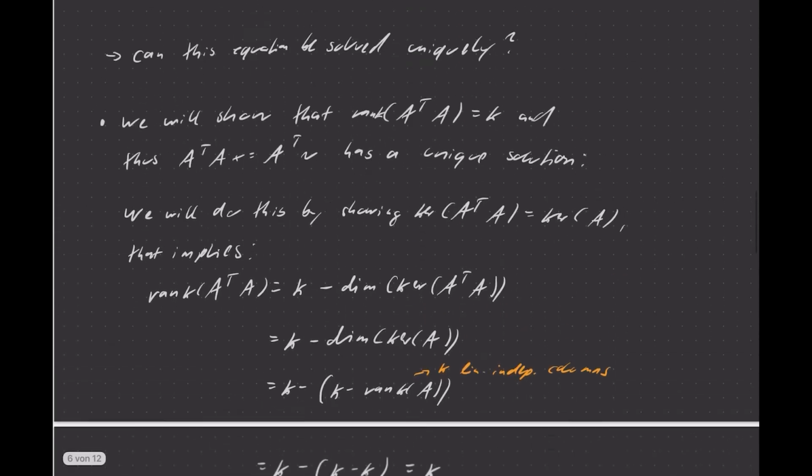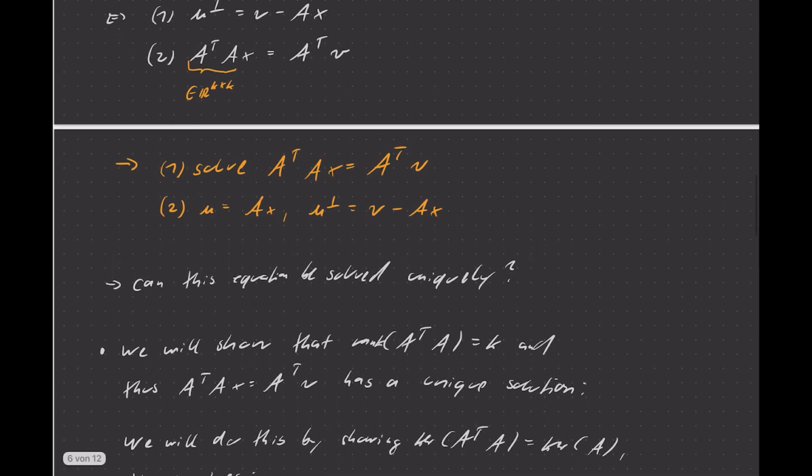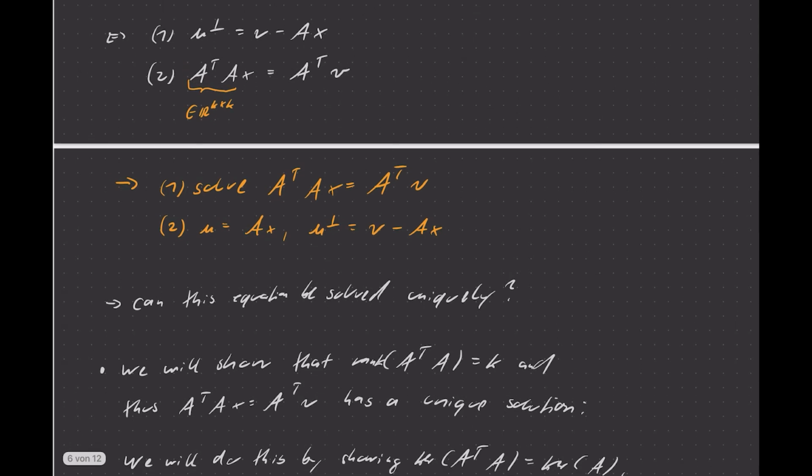So one possible way to find such an orthogonal projection is to first compute a solution of this equation system here, and then just set u to Ax and u ortho to v minus Ax. And there we have it.